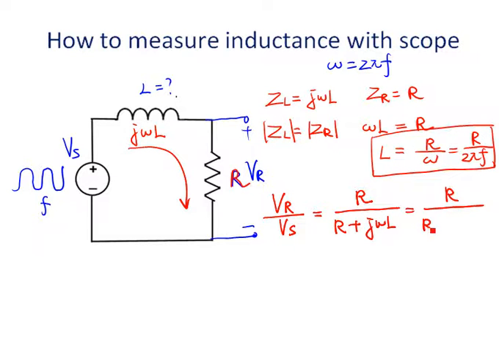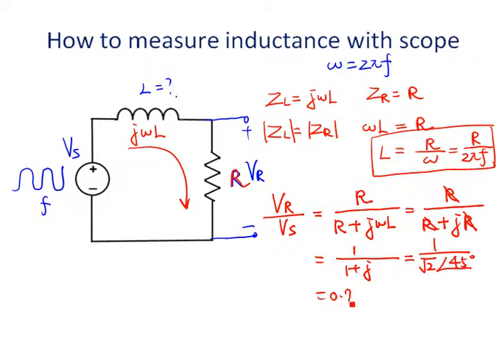So under the condition that the two impedances have the same magnitude, we can simplify the ratio here. The numerator and denominator are divided by R. That gives 1 over square root of 2 at 45 degrees. The magnitude for constant 1 should be 1 and the phase angle is 0 degrees. So here 1 over square root of 2 is 0.707. So 0 minus 45 degrees is negative 45 degrees.